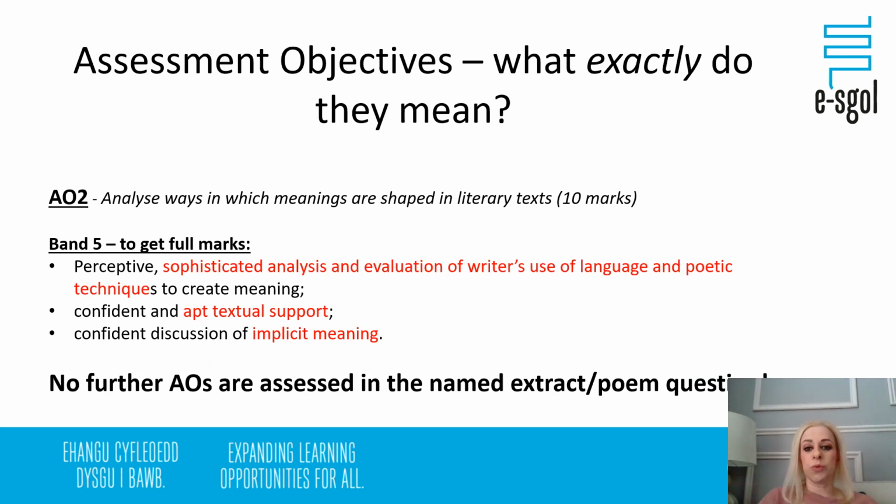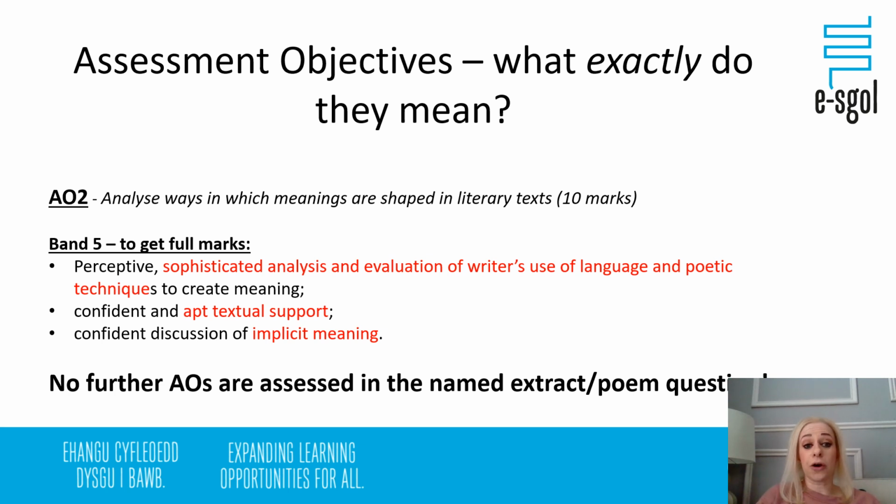On to AO2 then, which is worth 10 marks for this question. It is your ability to analyse ways in which meanings are shaped in literary texts. So what that means is your ability to dig deep into the named poem and explore how meaning has been shaped not only through language, but also form and structure. We mustn't forget that form and structure.